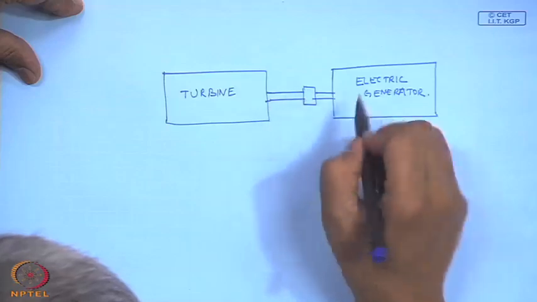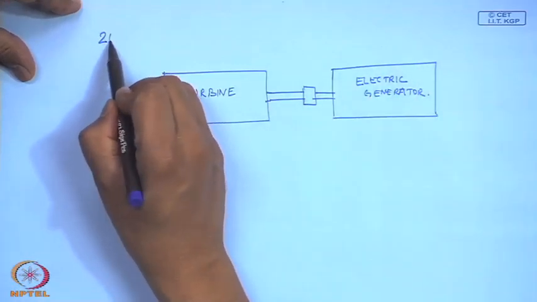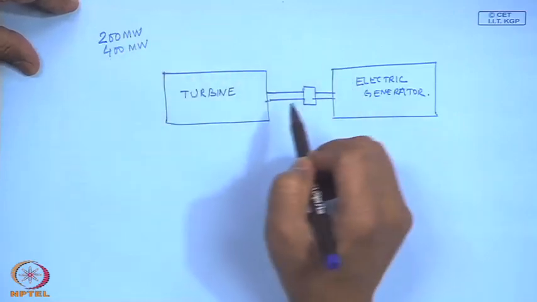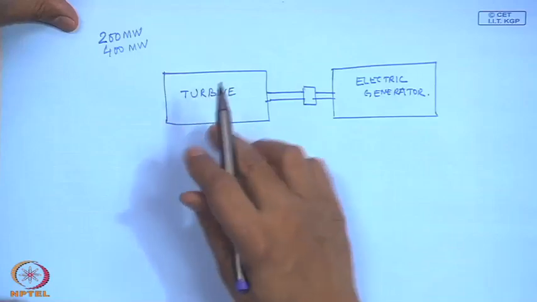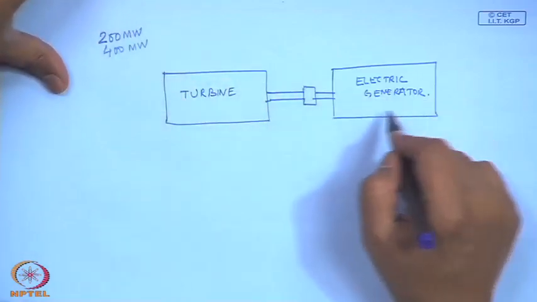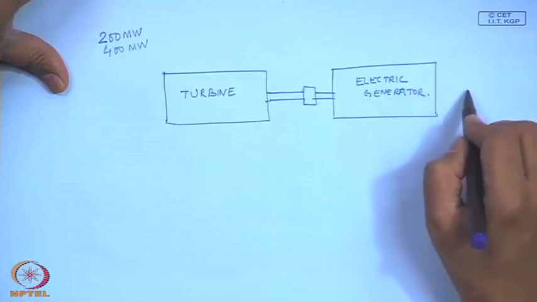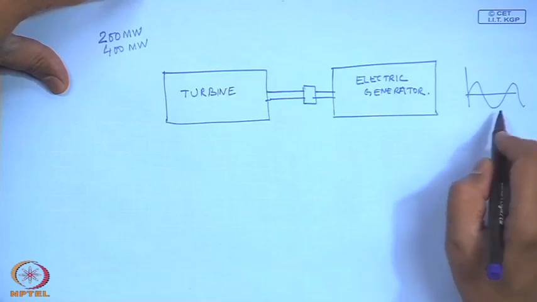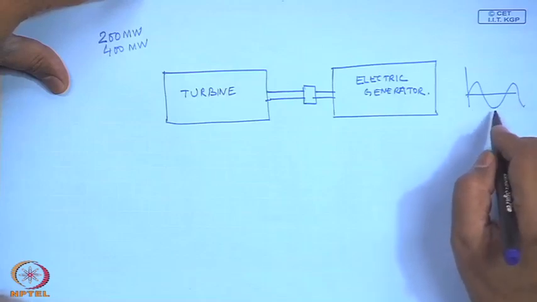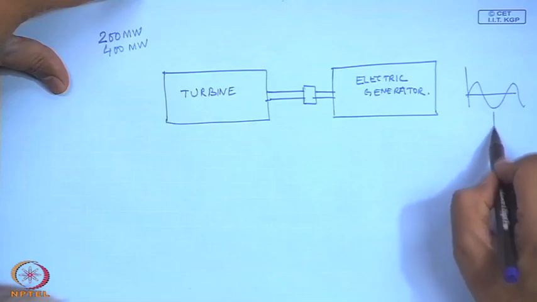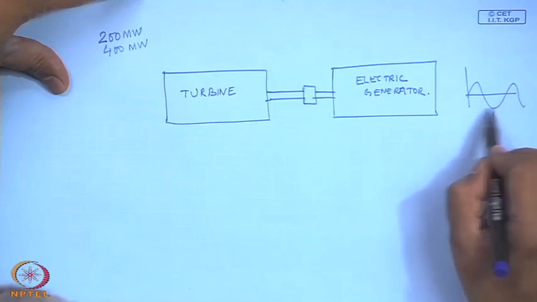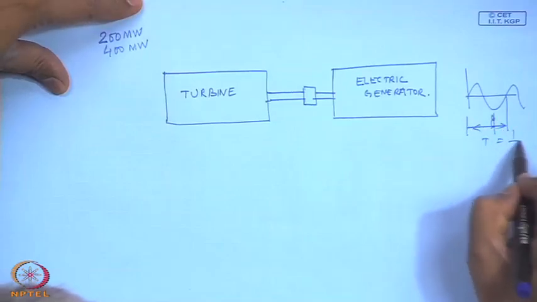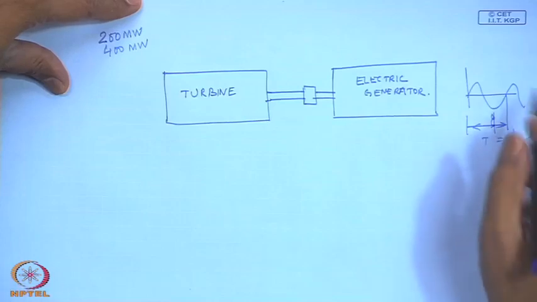If you talk about large power plants, steam power plants, 200 megawatt or 400 megawatt super thermal power plants, they have turbines running on steam, and these turbines rotate the rotor of the electric generator, and then an AC current is produced. By the way, when we talk about the frequency of the current generated in our country, the time period corresponds to 1/50 seconds, because our supply is 50 hertz.